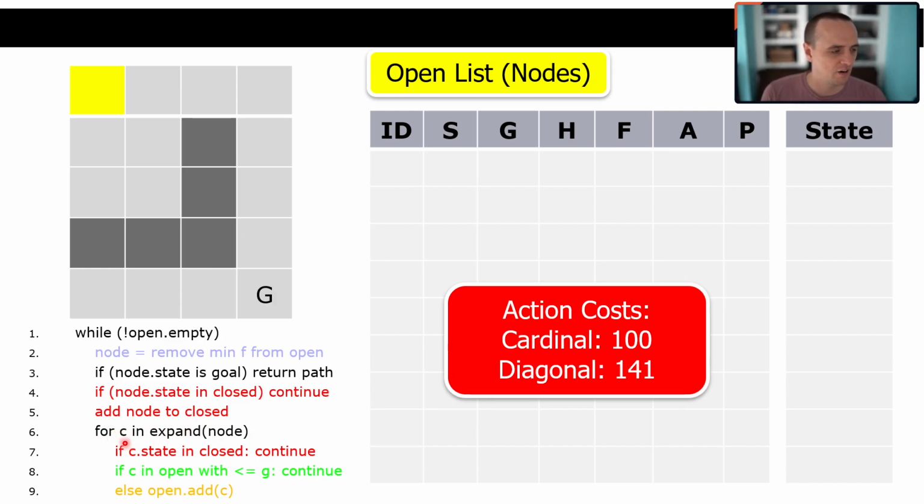So each C here is a child of the node. So the node, the child nodes of this node. And then if the state is in the closed list, I continue. Remember, that's one of the optimizations that I did. And also, if C is in the open list with a less than G, continue. So I'll explain that again and you'll see. That's like, if we've already searched a path to this state with a lesser G value, don't add this to the open list. So if the child is not in the closed list and we haven't already generated a better path to it, then I add it to the open list.